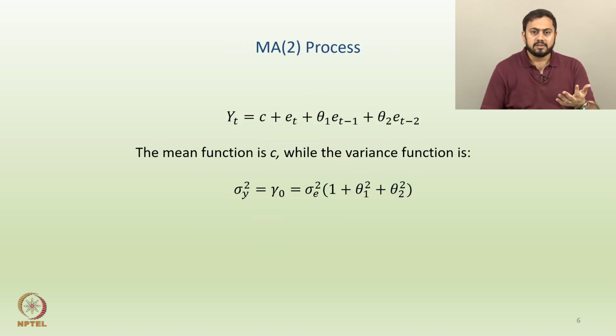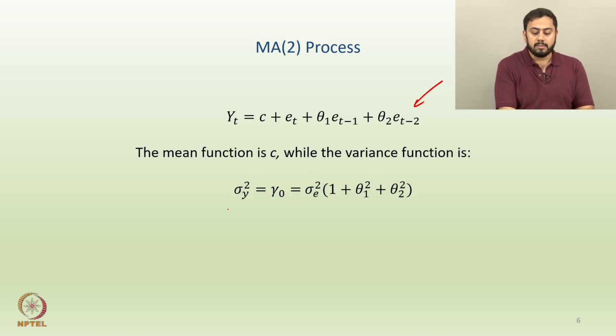So, now can you extend this to MA2 and then we will see what happens. For example, the MA2 process takes that form, right. So, you extend one more lag. So, yt equals c plus et plus theta 1 et minus 1 plus theta 2 et minus 2. Okay. Now, the mean function happens to be c again as we saw earlier, while the variance function happens to be sigma square y, which is gamma 0, which is nothing but sigma square E into 1 plus theta 1 square plus theta 2 square.